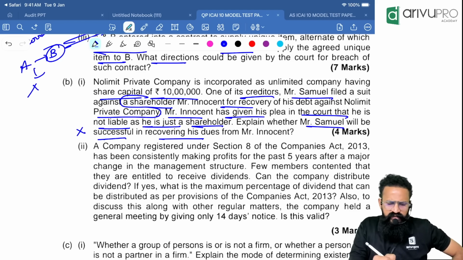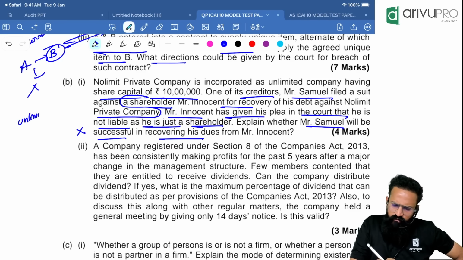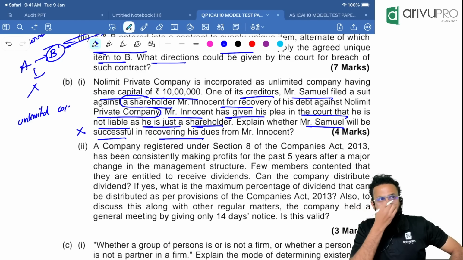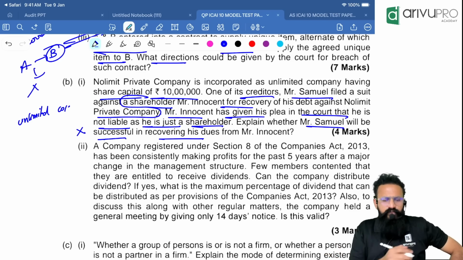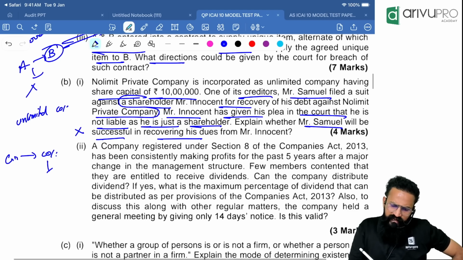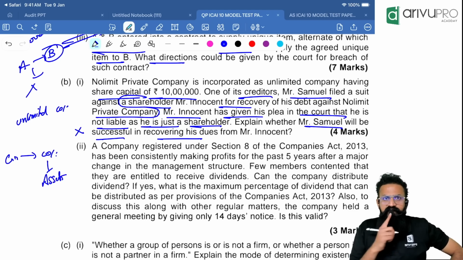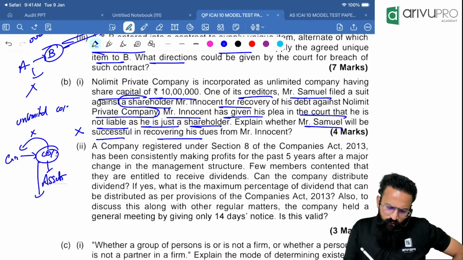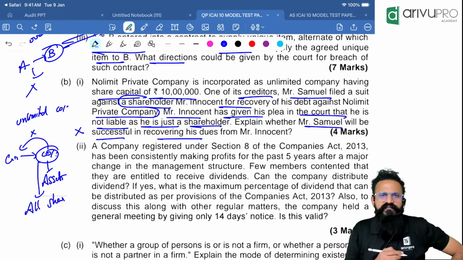Why? What is the procedure? If you are an unlimited company, correct. What do you mean by unlimited company? The shareholders are unlimitedly liable until the complete debt of the company is repaid. The shareholders' liability will not come to an end. But as a creditor, what is your duty? The creditor should first file a case on the company. The company will first use its assets to repay the creditors. Let us imagine if that is also not sufficient, then the company will give a notice to all its shareholders, not only one. In our case, there is only one person called Innocent or Samuel.